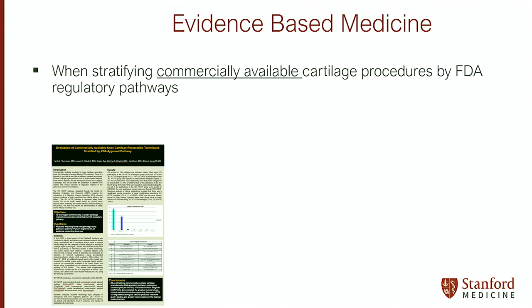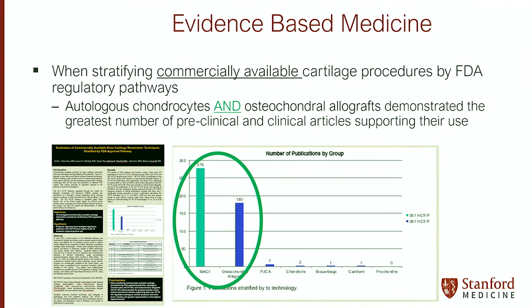For me, we looked at this and presented at ICRS. We looked at all the commercially available cartilage procedures stratified by the FDA regulatory pathways. And what really stood out to us is that ACI and osteochondral allografts, as you see here, demonstrated the greatest number of preclinical and clinical articles supporting their use. Not really a surprise to those of us who are in the space, but look at all the other ones.